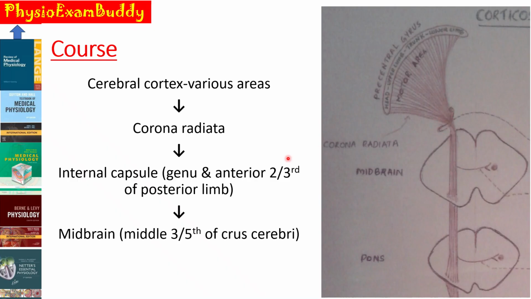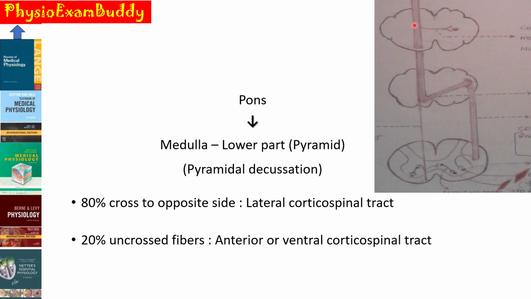capsule, and these fibers will pass mainly through the genu as well as the anterior 2/3 of the posterior limb of the internal capsule. And from there the fibers reach the midbrain, and through the midbrain it passes through the middle 3/5 of the crus cerebri. So this is the cerebral cortex, and this is the corona radiata, and this is the internal capsule, and from there the fibers reach the midbrain. And from the midbrain the fibers go into the pons and reach the medulla.